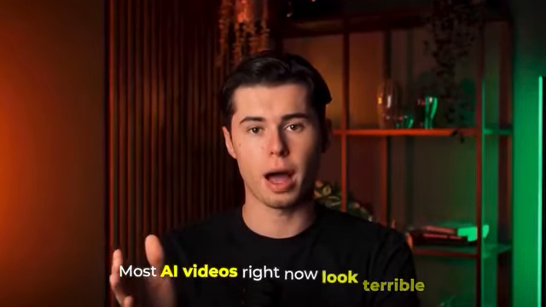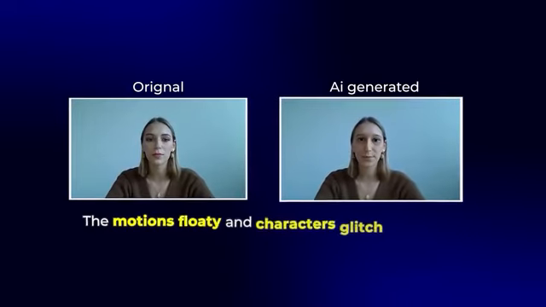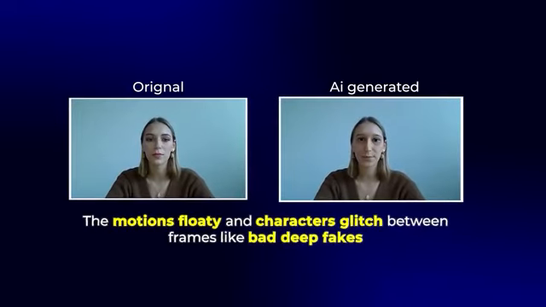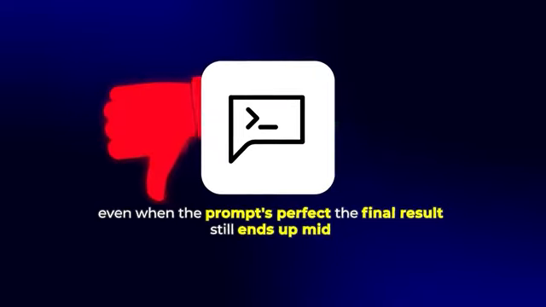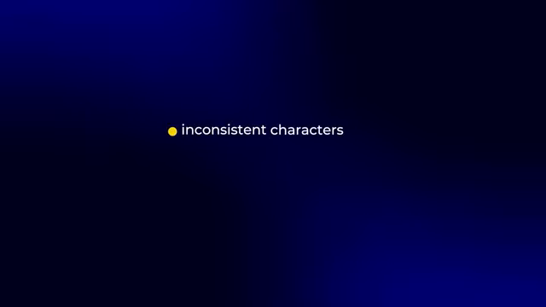Most AI videos right now look terrible. The motion's floaty and characters glitch between frames like bad deepfakes. And even when the prompt's perfect, the final result still ends up mid, and it's not your fault. Everyone online acts like "just write better prompts" is the fix. Like that's gonna solve inconsistent characters, stiff motion, or scenes that look like AI soup.